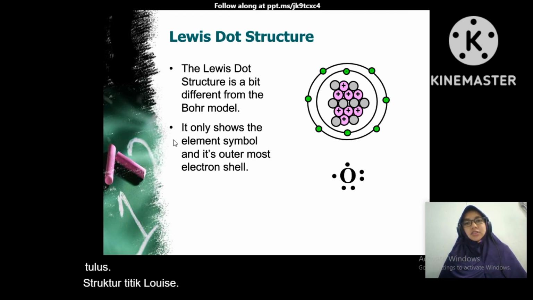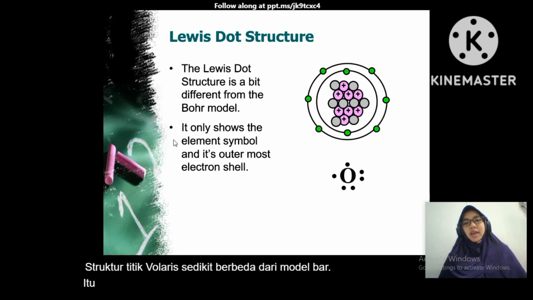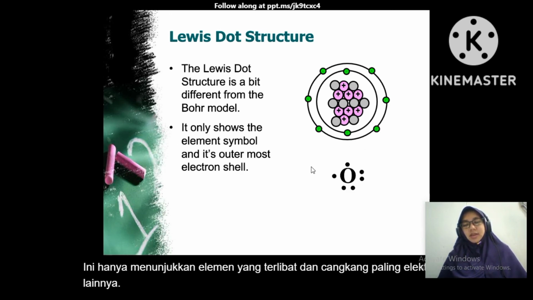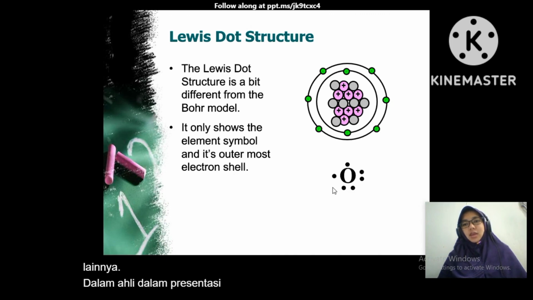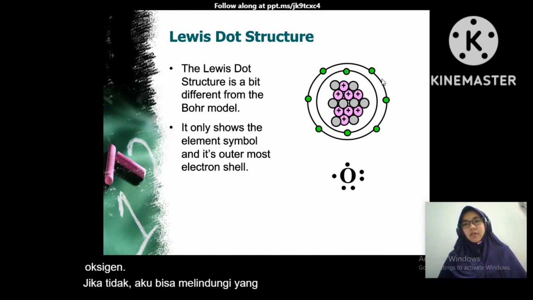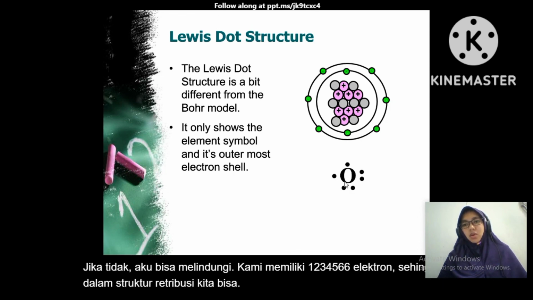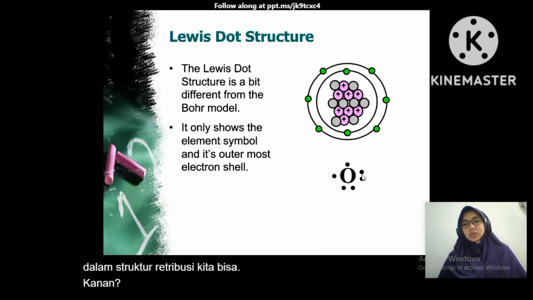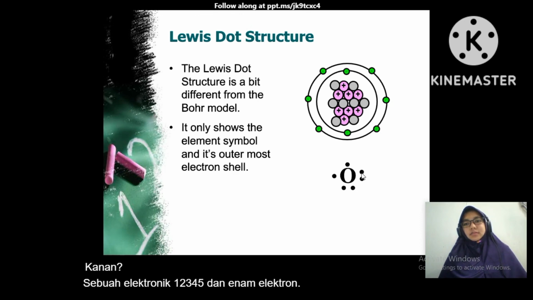Lewis dot structure. The Lewis dot structure is a bit different from the Bohr model. It only shows the element symbol and its outermost electron shell. In this presentation, we have the example O, oxygen. In the outermost electron shell, we have 6 electrons. So in the Lewis structure, we write O and 6 electrons.